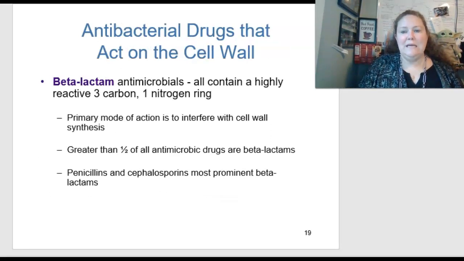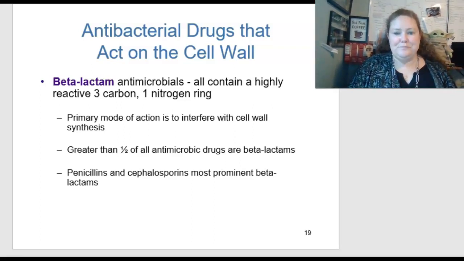So the ones that can act on the cell wall, and we had that summary table earlier, these would be like your beta-lactams, and these are your antimicrobials. They all contain a highly reactive 3-carbon, 1-nitrogen ring. The primary mode of action is to interfere with the cell wall synthesis, and greater than half of all microbial drugs fall in this class. Penicillins and cephalosporins are the most prominent beta-lactams.